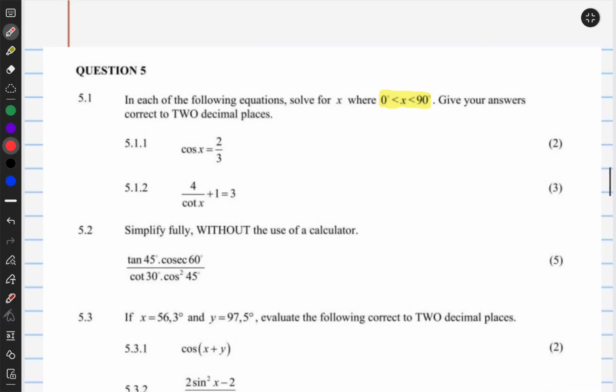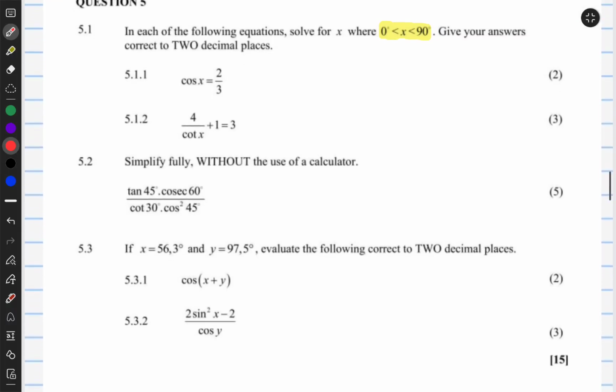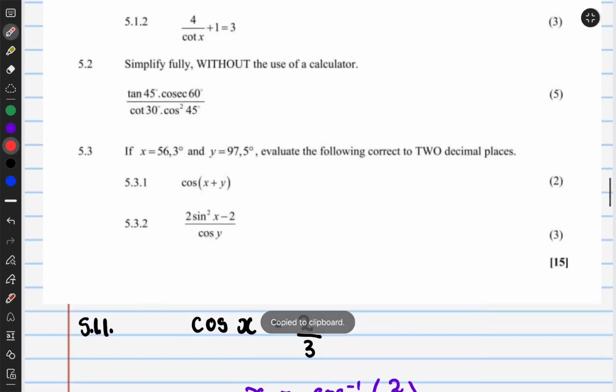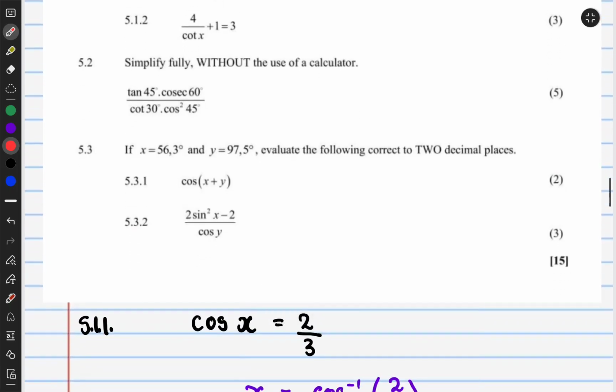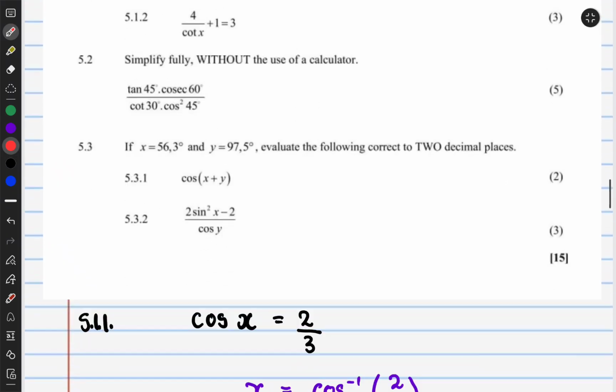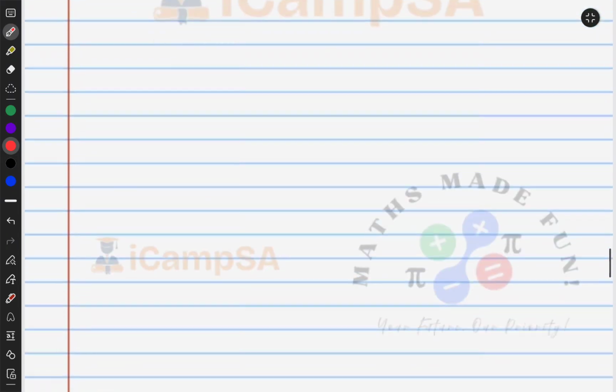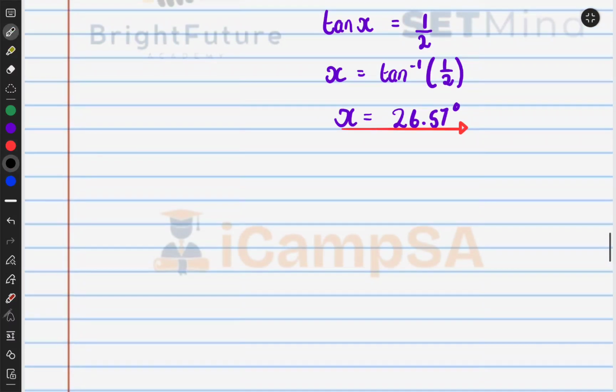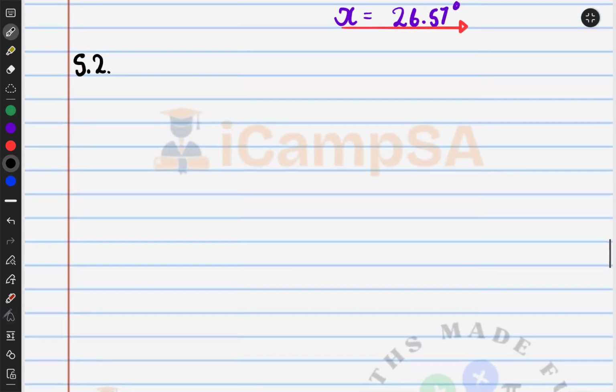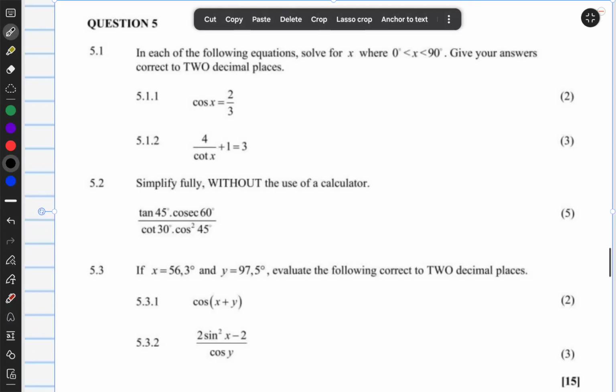Okay, and then next for 5.2, we are asked to simplify fully without the use of a calculator. Once they tell you not to use a calculator, you must know that you are dealing with special angles. And that is 5.2. But first thing first, let me add this page here.